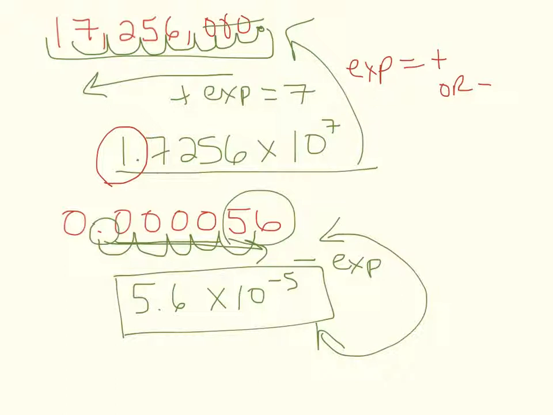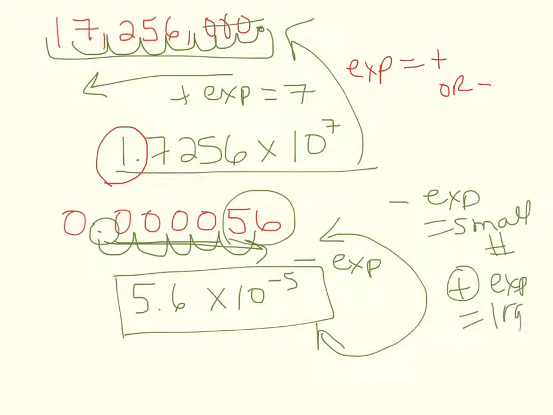So negative exponents indicate to us a small number. Okay, negative equals a small number, and positive exponents equal a large number. So if you could keep those two concepts in your head, positive exponents, large numbers, negative exponents, small numbers, that could help you navigate putting your numbers into scientific notation.